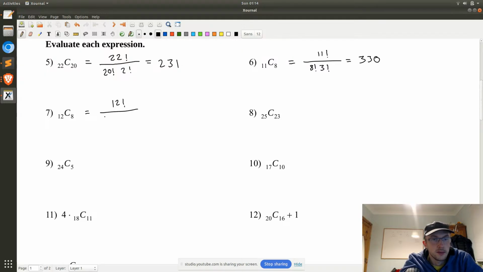12 factorial over 4 factorial, 8 factorial. So 9 times 10 times 11 times 12 over 4 factorial. 9 times 10 times 11 times 3. 90 times 33. 2970.